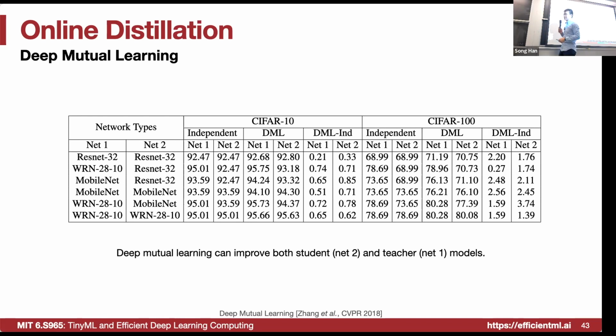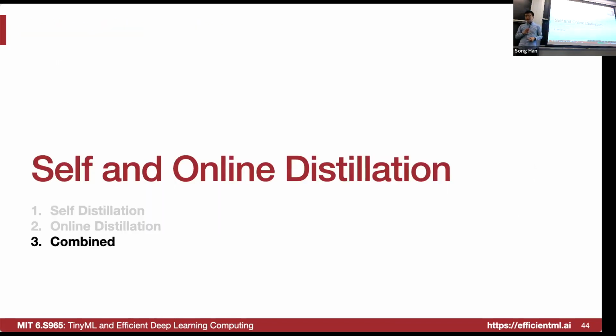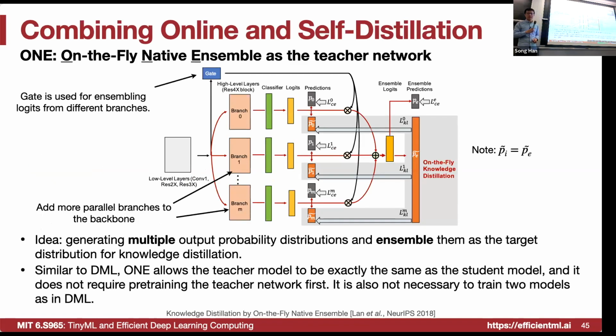So on large scale data sets, it remains interesting to see the effect of such online learning and mutual learning. Okay, let's continue to talk about how we combine them together. So I'm going to introduce this on the fly native ensemble as a teacher network. The idea is basically to generate multiple output probability distributions, and ensemble them together as the target distribution for the knowledge distillation.